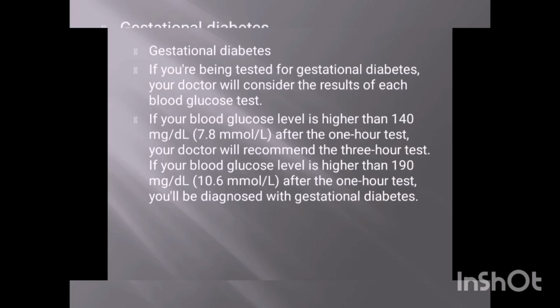So, gestational diabetes. If you're being tested for gestational diabetes, your doctor will consider the result of each blood glucose test. If your blood glucose level is higher than 140 mg per deciliter after the 1-hour test, your doctor will recommend the 3-hour test. If your blood glucose level is higher than 190 mg per deciliter after the 1-hour test, you'll be diagnosed with gestational diabetes.